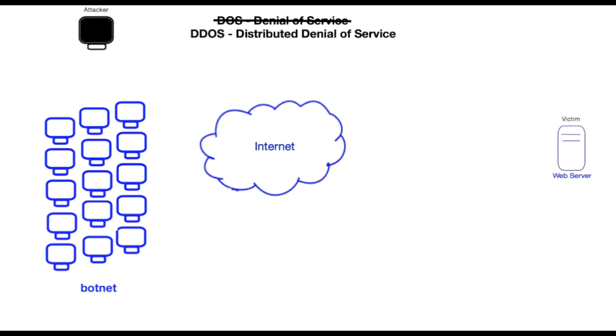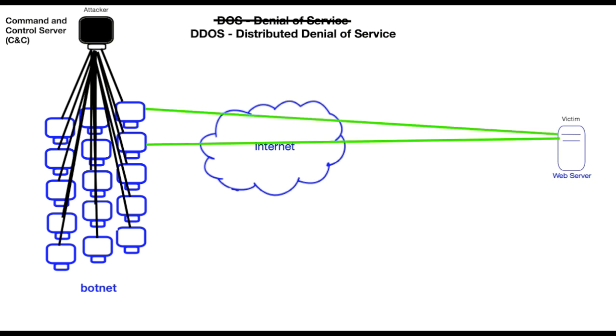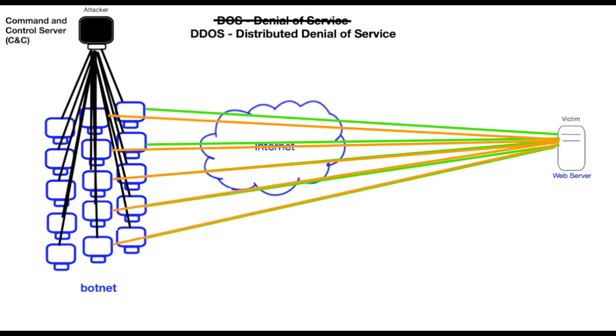This botnet is controlled by an attacker who is otherwise now known as a command and control center. The command and control center can connect to all the computers on this botnet. Then, at the same time, the attacker can coordinate all the computers in this botnet to begin sending TCP, UDP, or ICMP connections hurtling toward a web server.